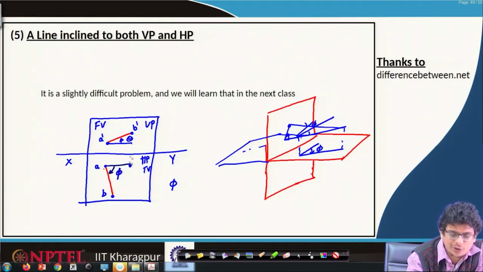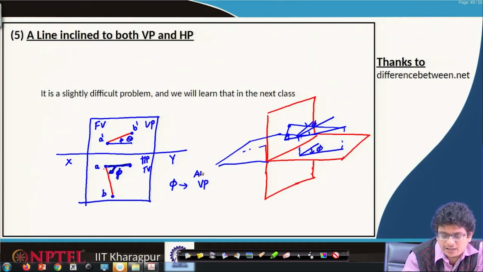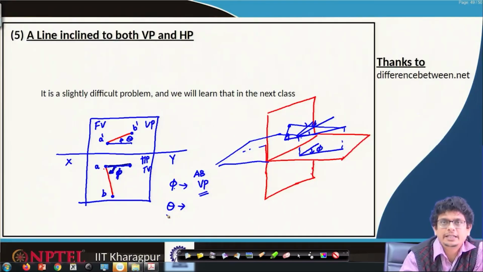We will learn about the rules of how to really transform this onto those planes. But if this is A prime B prime, if this is A and if this is B, with respect to horizontal, whatever the angle phi it is making, phi is the angle which it is making with the vertical plane. So, AB is a line which is making phi angle with the vertical plane. Similarly, if theta is the angle we are observing in the front view for this inclined line, that means that is the angle which AB is making with the horizontal plane.